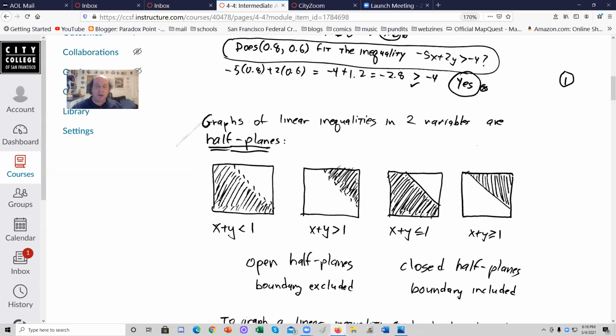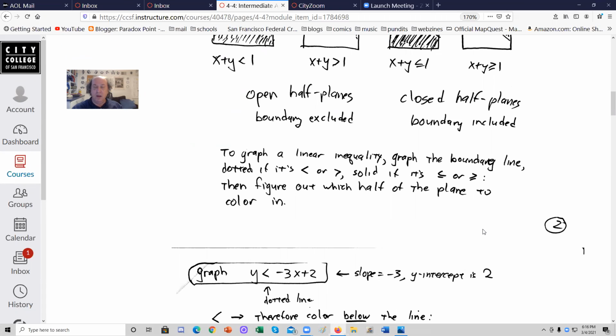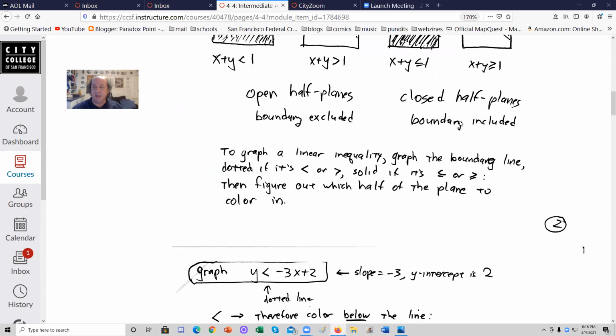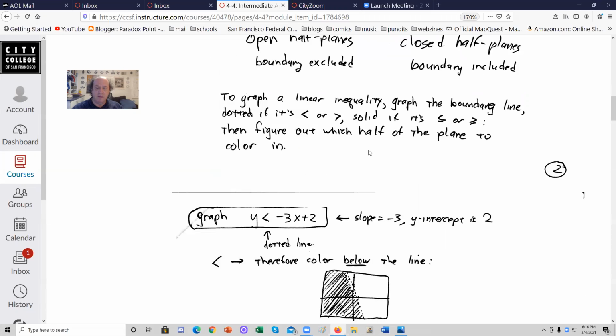These ones where we exclude the boundary are known as open half planes. Those ones where we include the boundary are called closed half planes. Sort of like open intervals and closed intervals. All right. You graph a linear inequality by first graphing the boundary line, dotted if it's less than or greater than, solid if it's less than or equal, or greater than or equal. Then figure out, in various ways, which half of the plane to shade in, this half or this half.